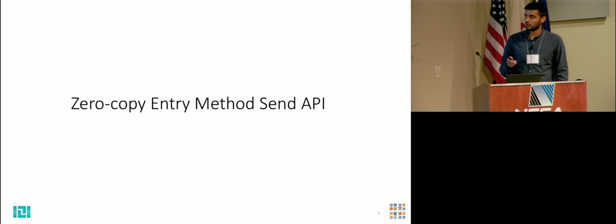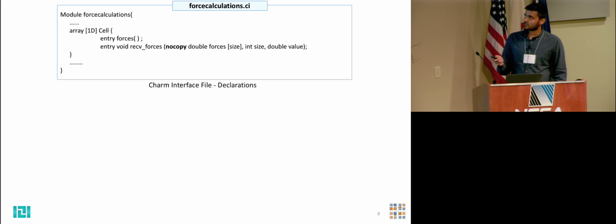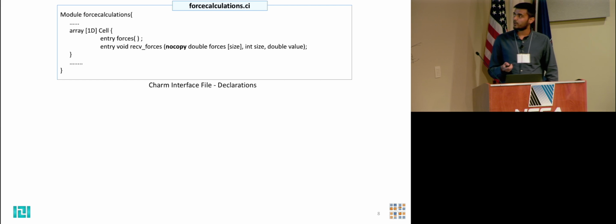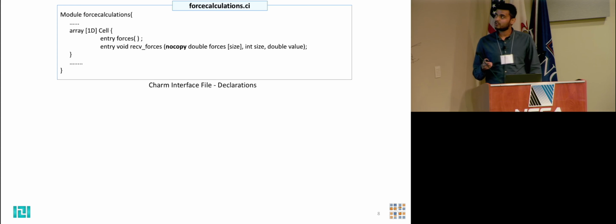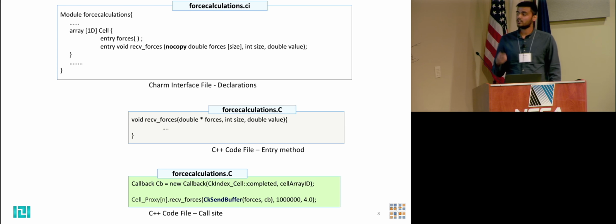So the first zero copy entry method API that I'm going to talk about is something that I mentioned I think 2 years back in the Charm workshop. So I'm going to briefly go over it. In this case, this is an API that is helpful to avoid the sender side copy but not the receiver side copy, and we call it an entry method API because it's a small modification in the entry method declaration and also change in the calling semantics in order to perform this.